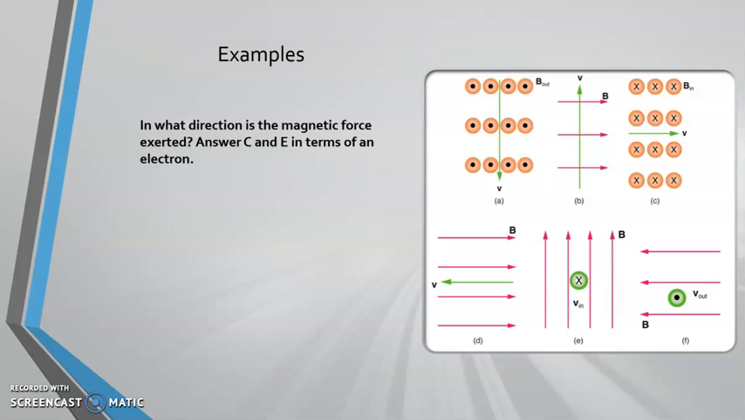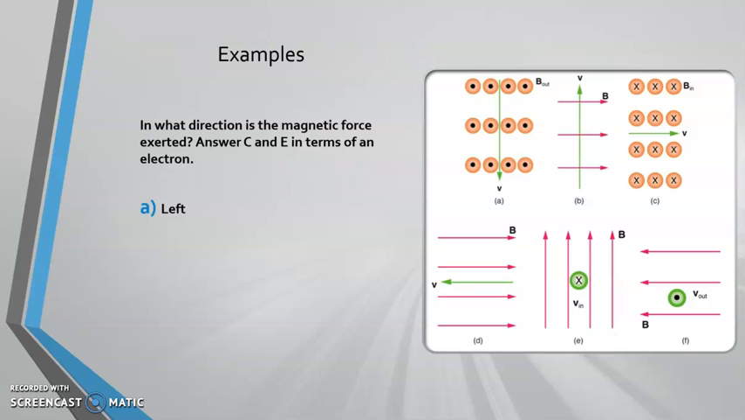So for letter A, current is going downward, so we point our thumb downward. Now we see that B is coming out, so we point our index finger at ourselves from the screen. And then we just simply put our middle finger pointed out, perpendicular. And where is it pointing? Should be pointing to the left. Okay.